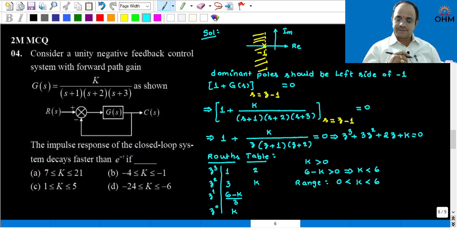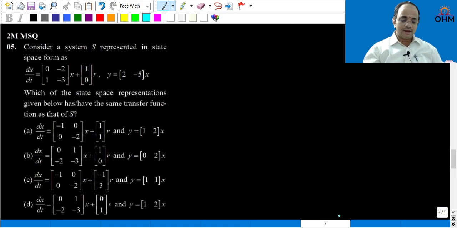In that case, the characteristic equation roots for the new variable will be on the left side of its reference, or else the roots of the original equation will be in the left side of minus 1. Therefore, from the given options, you can select option C, that is in the range of 1 to 5. It is satisfying 0 less than k less than 6. Therefore, for this question, option C is the correct answer. Next one, there is one state space model given, MSQ.